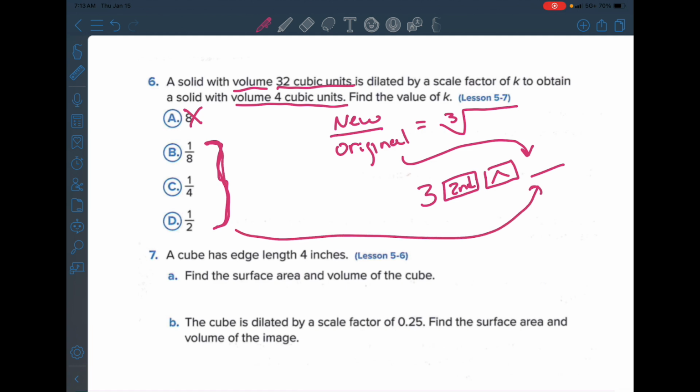On number 7, it says a cube has the edge length of 4 inches. Find the surface area. So how many faces are on a cube? There's 6 faces. They are all the same. They're all squares because it's a cube. And they're all 4 by 4s. So you're going to go 4 squared gives you 16. Then multiply that times 6 to give you your surface area. And then it is inches squared.